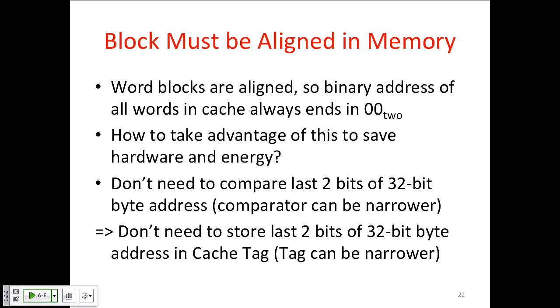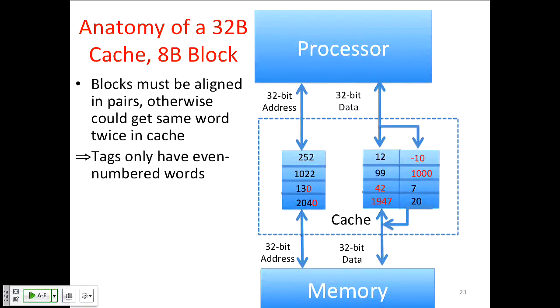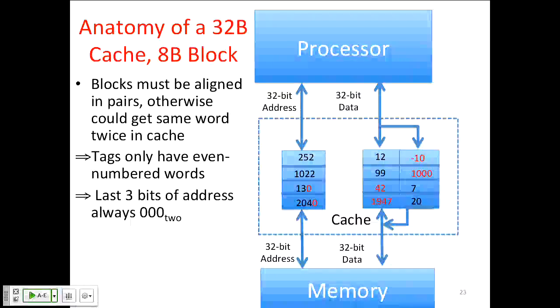So as we said, the tag could be narrower. We can continue this thought a little bit more and say, well, that worked great for 4-byte blocks. Why don't we make the blocks bigger? So let's have 8-byte blocks in the cache. Now we have 32 bytes of capacity. We still have 4 tags, but now each block is 8 bytes from memory, and they have to be 8-byte aligned, so we'll always bring them in on an 8-byte boundary. In this case, the tags only have even-numbered words, and so we can save 3 bits from the tags. So now with 8-byte alignment, we only need 3 fewer bits in the tags, and 3 fewer bits to compare.